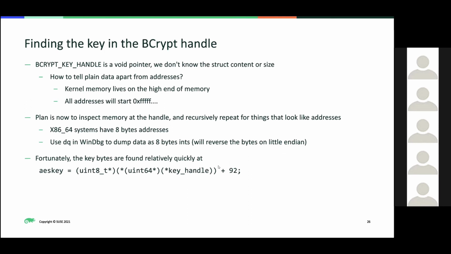After doing this only twice, very early on in the dump, you actually find the 16 bytes of the key. If you have the handle here, you dereference it once. The first thing you get is an address, so you convert that to uint64. You dereference that again, and you end up with an address, which if you add an offset of 92, you find the key.